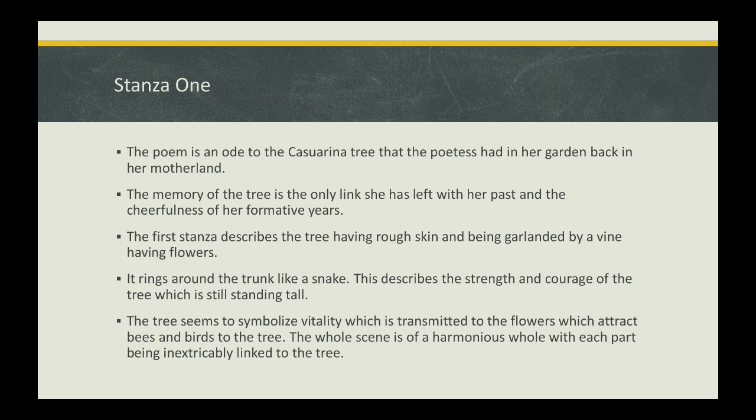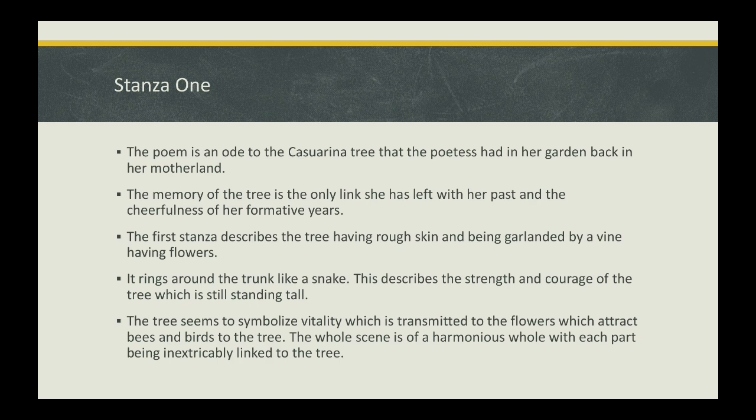So we can see the tree is not just one object. In that tree we can see a collaboration of many things. There are creepers and flowers on those creepers, and those flowers attract bees and birds. So we can see multiple things in a single object, and it is altogether centralized to the tree. The whole scene is a harmonious whole, with each part being inextricably linked to the tree.